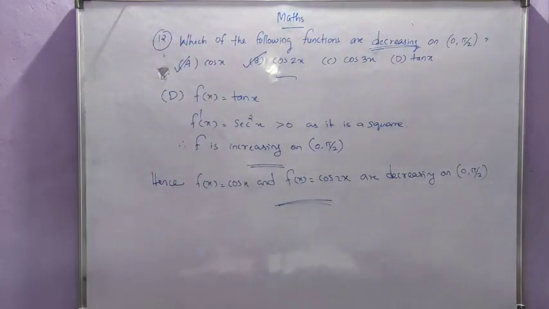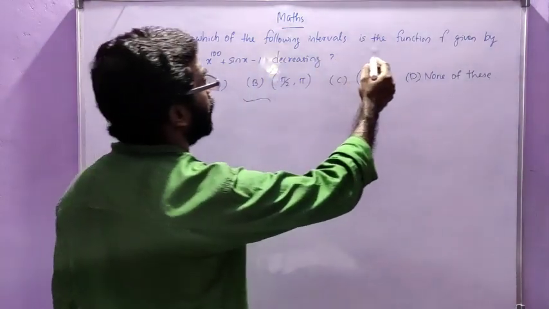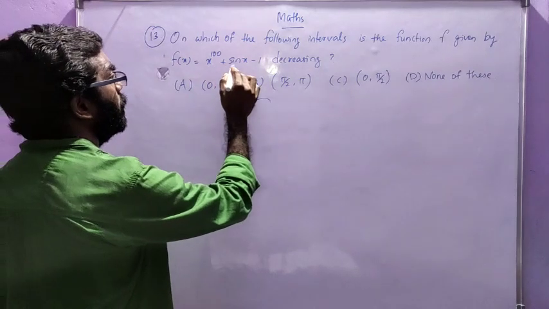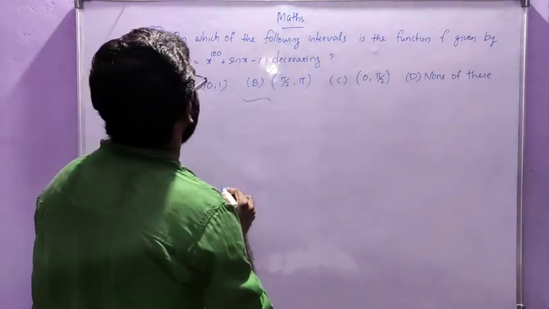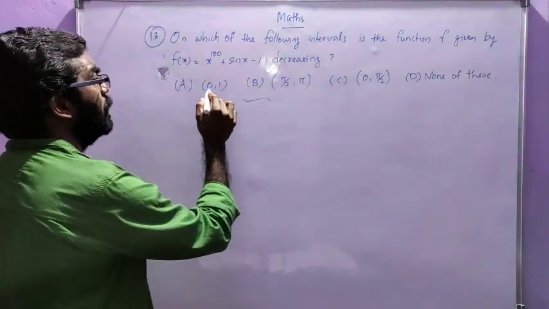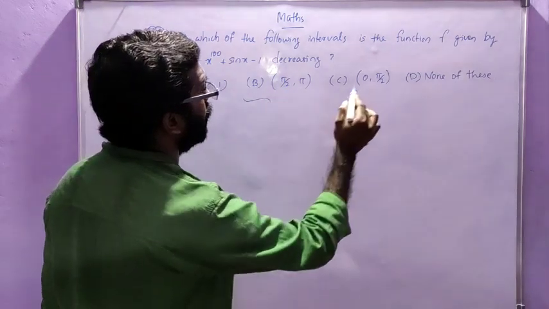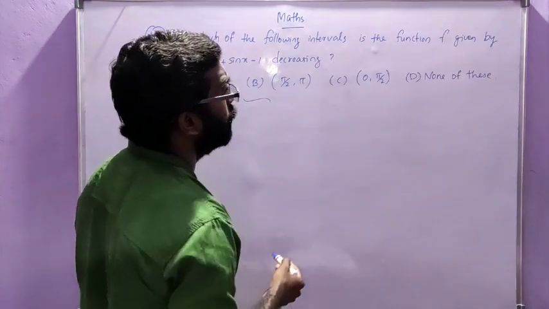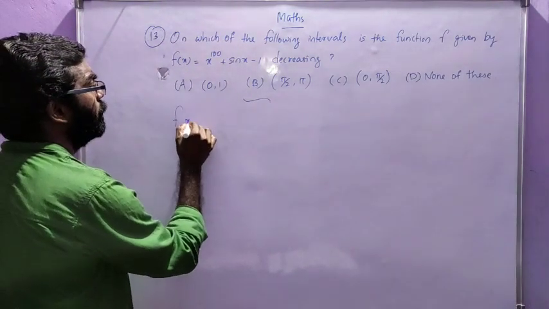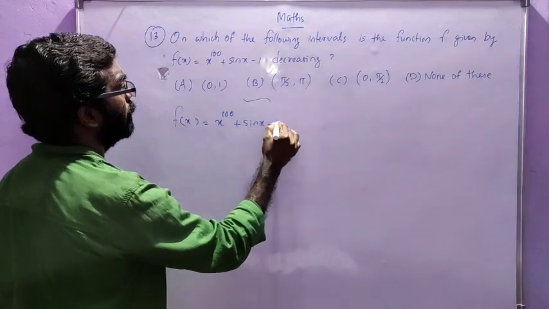Okay, now we move on to the next question. On which of the following intervals is the function f given by f of x is equal to x raised to 100 plus sin x minus 1 decreasing? Here 4 options are given. First one is open interval 0 1, then open interval pi by 2 pi, open interval 0 pi by 2, and D none of these. We can check one by one. So f of x is equal to x raised to 100 plus sin x minus 1.